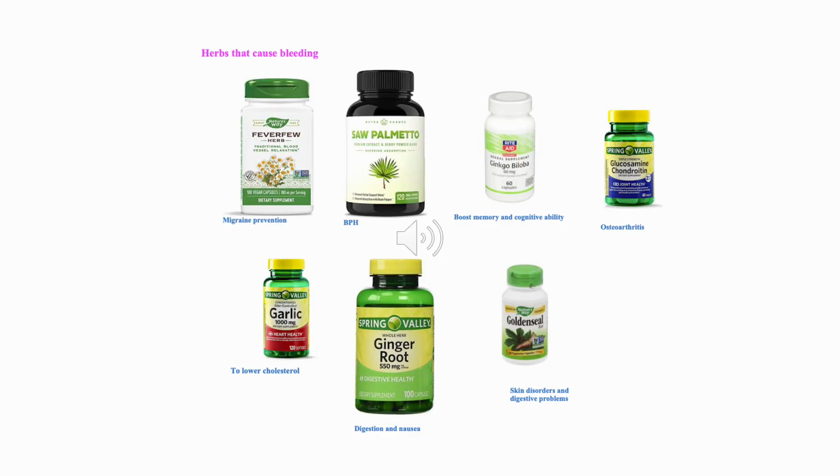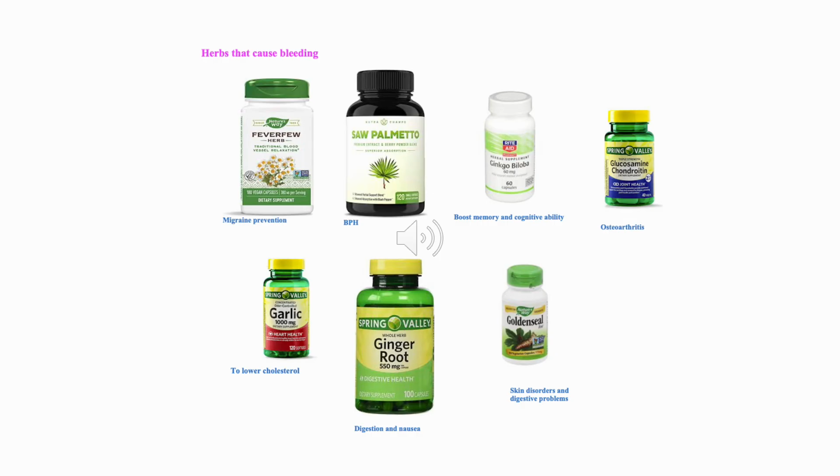When you're taking history, find out if the patient is taking any herbs. This is a perennial favorite of ATI. So some of the herbs that can cause bleeding include feverfew, and people would take this if they have migraine headaches to prevent them. Saw palmetto, for men with BPH, benign prostatic hyperplasia. You'll learn about that later in the semester. Saw palmetto can increase bleeding. Ginkgo can boost memory and cognitive ability, so people take it for that, but that can increase bleeding. Glucosamine, people take that for osteoarthritis.